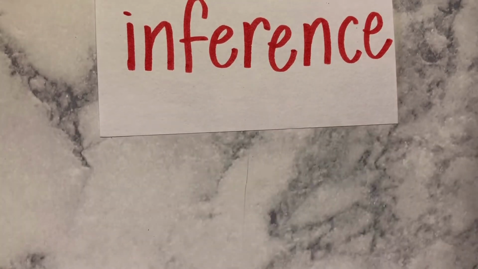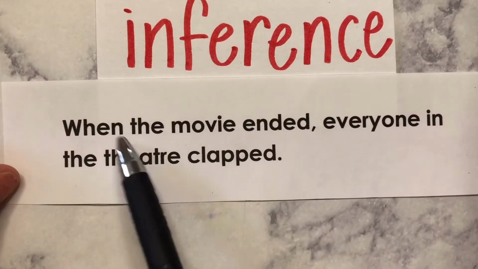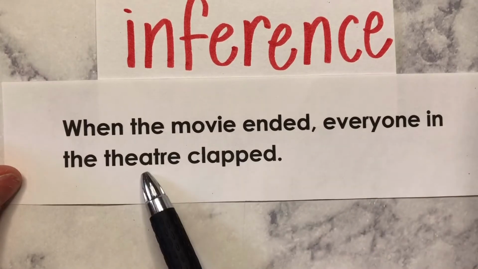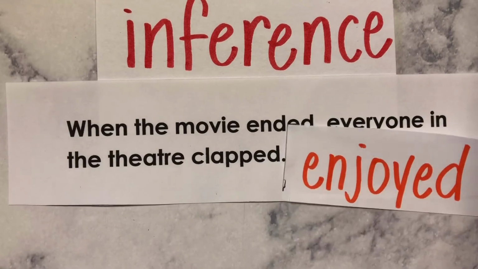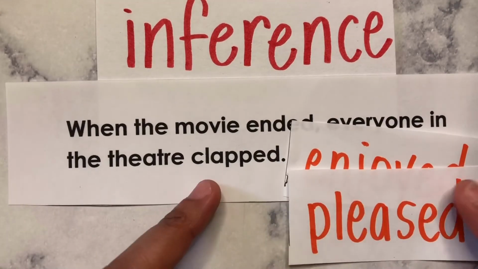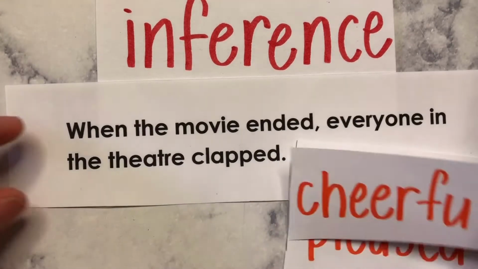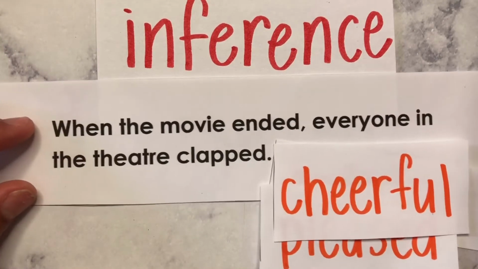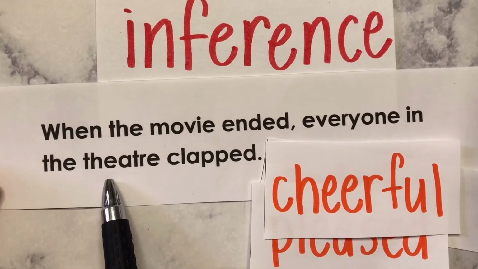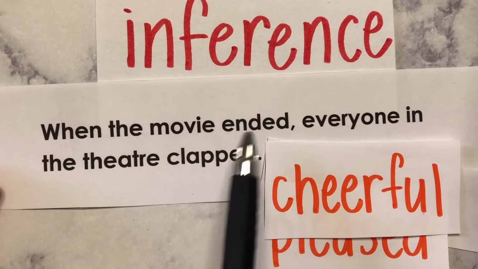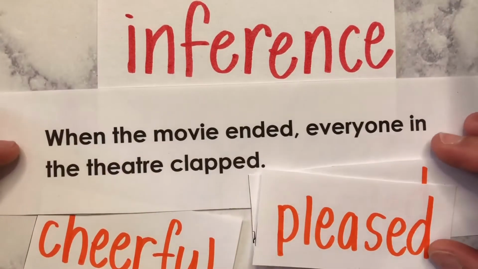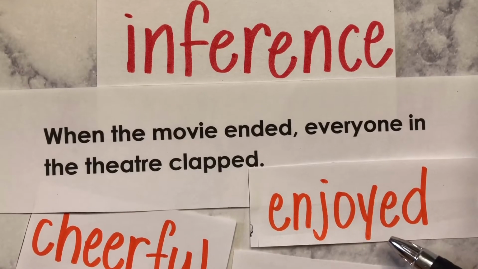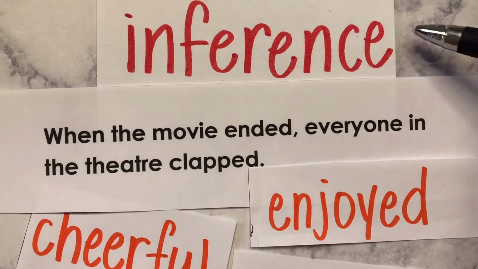Let's take a look at one more example. When the movie ended, everyone in the theater clapped. So I can infer that they enjoyed the movie, they were pleased with the movie, and that they were cheerful. If I have experience going to a movie theater, I know that at the end of a movie when people clap is because they are happy with the ending or they approved the movie. They would not clap if they did not enjoy the movie. So again, I am making an inference.